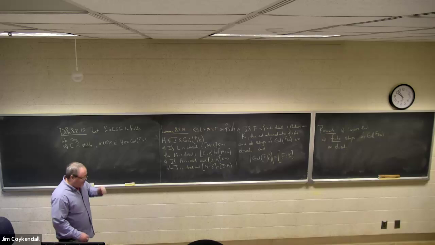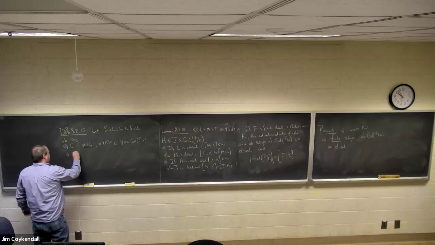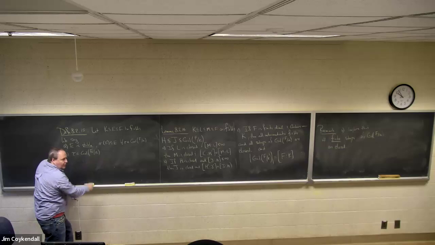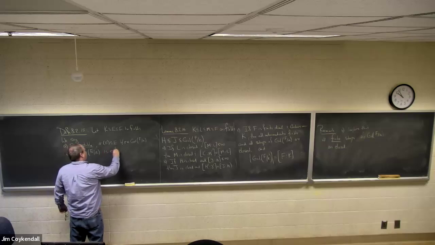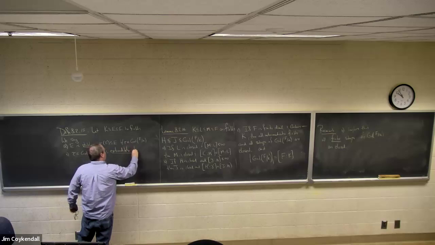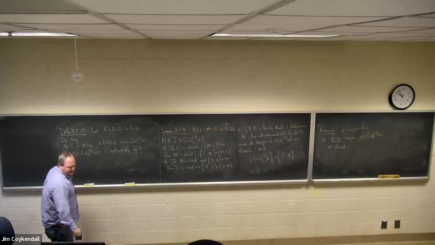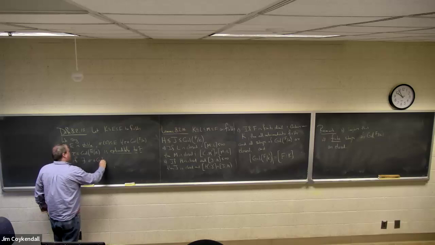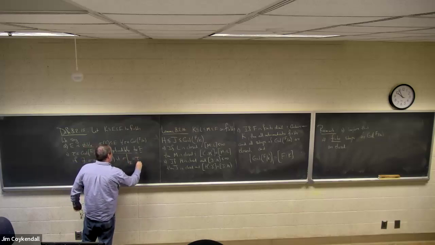Part B of this definition: let tau be in the Galois group of E over K. So it's an automorphism, maybe not of all of F, but of E, and it also fixes K. We say this is extendable to F if there exists a sigma in the Galois group of F over K such that sigma restricted to E is precisely tau.